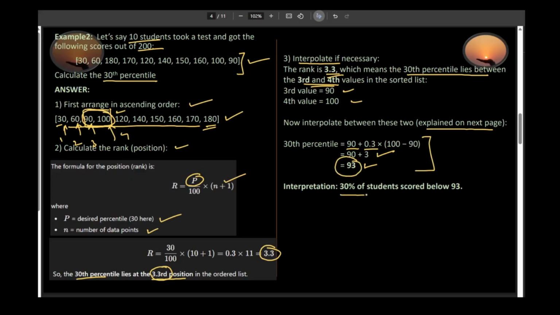Interpretation: 30% of the students scored below 93. That's what it means.